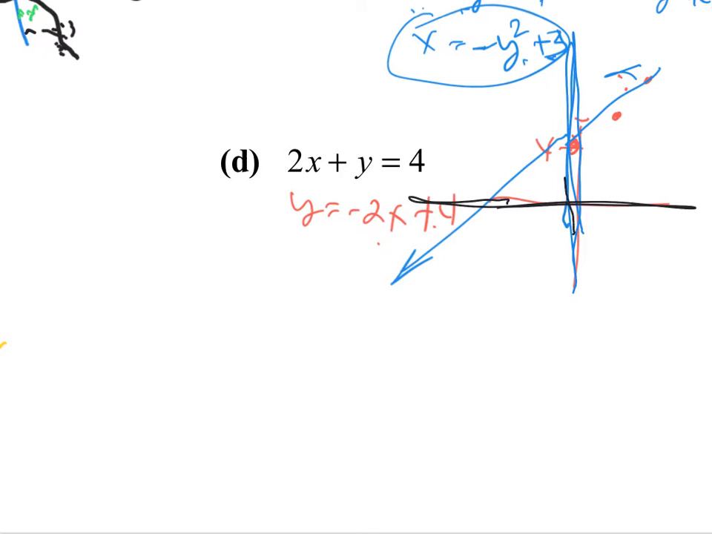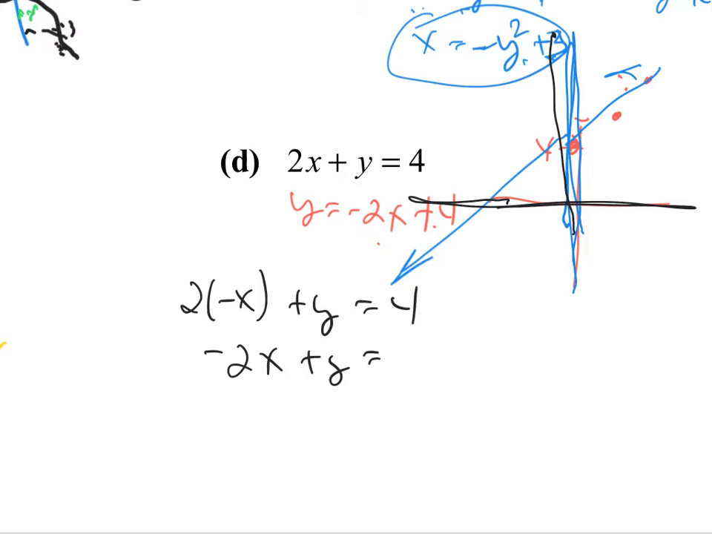To check symmetry on the y, make the x negative. Does it turn into the same equation? Obviously not, because now my slope is the opposite: negative a over b is 2.